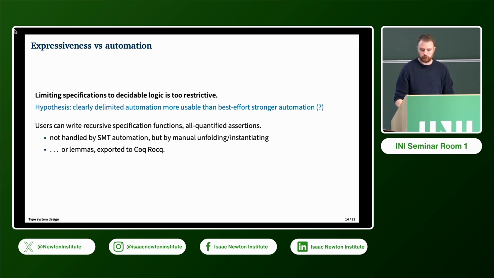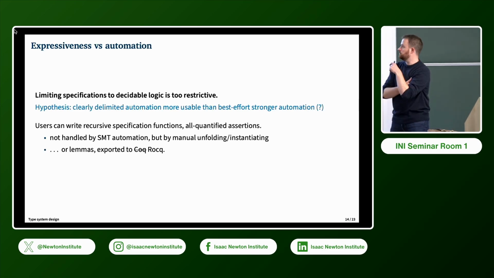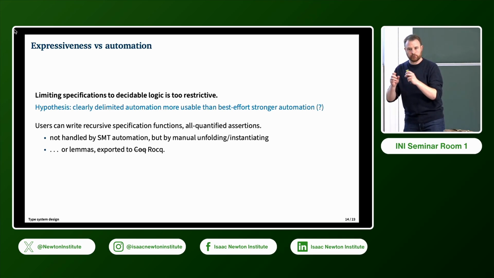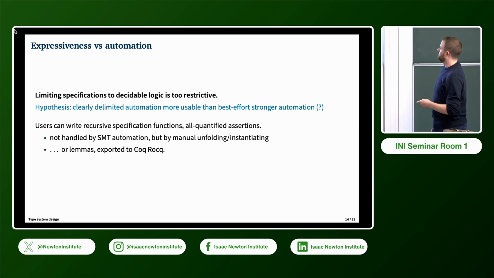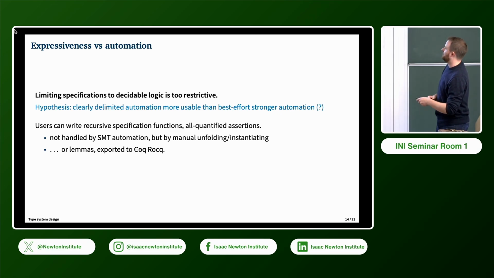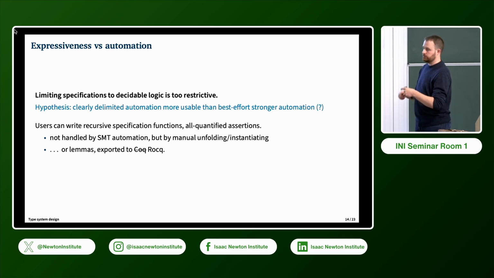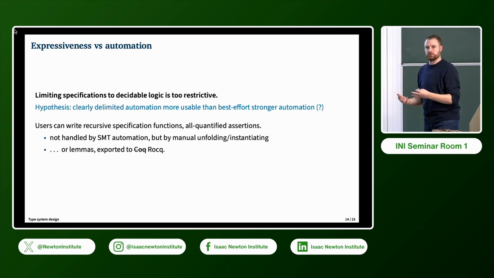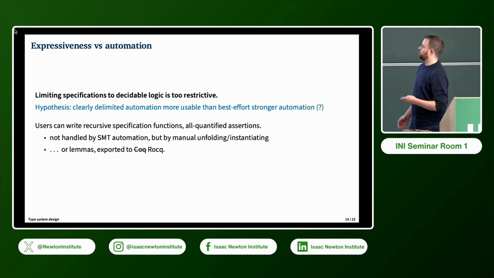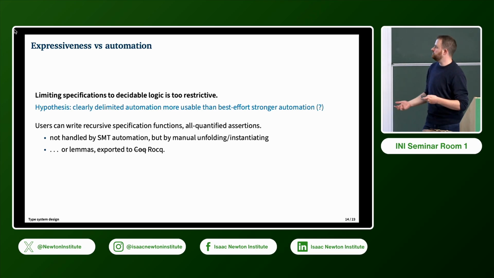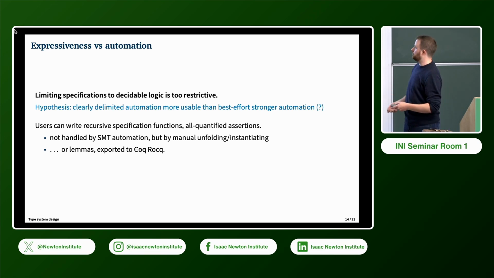Okay. So the last point, there was already a question about this. We have these carefully restricted existential quantifiers. The last point about type system design is this one. Even with those carefully restricted quantifiers, we of course still run into this tension between expressiveness and automation, right? We wanted to stay in the decidable SMT fragment, but limiting specifications to just decidable logic is too restrictive for the kinds of specifications we're looking at.